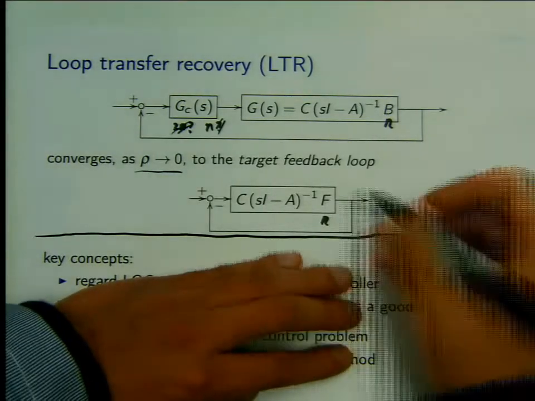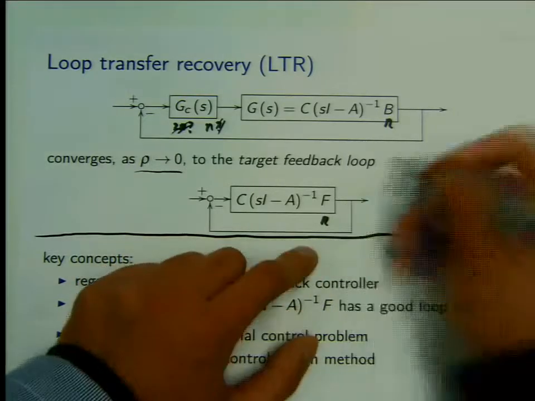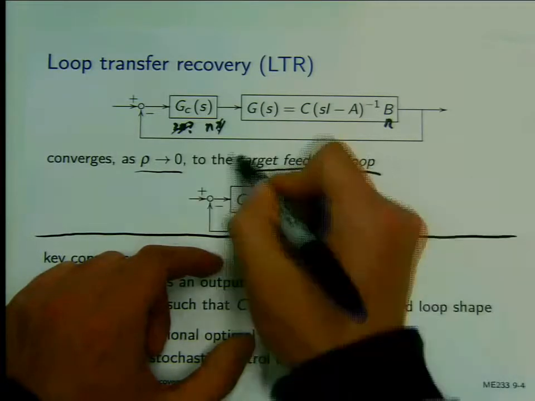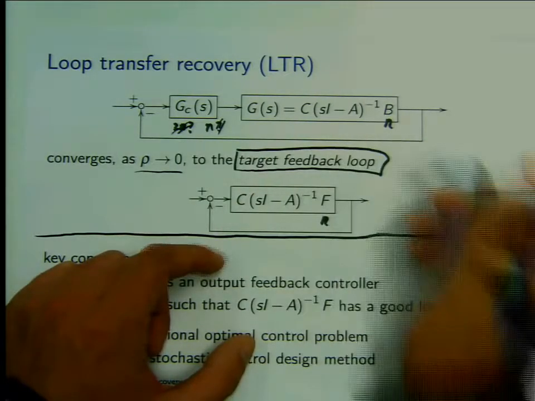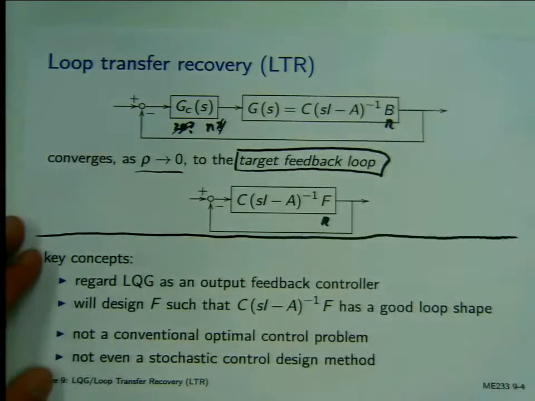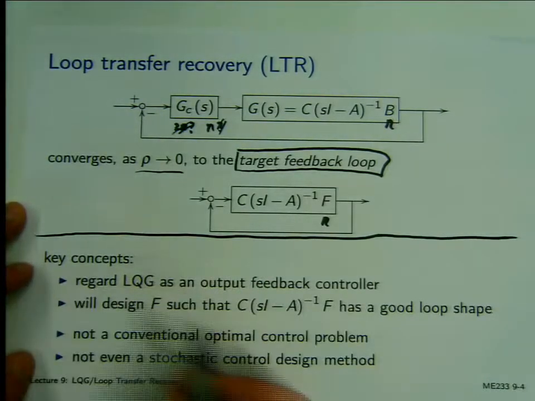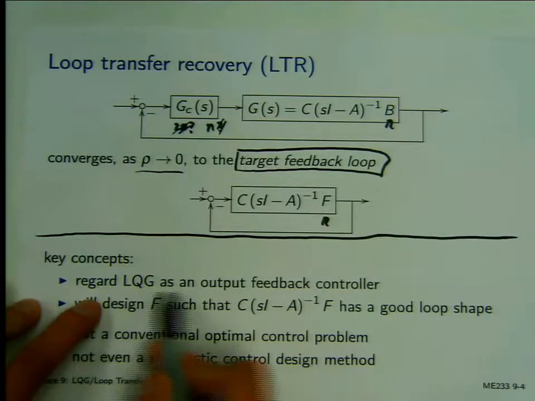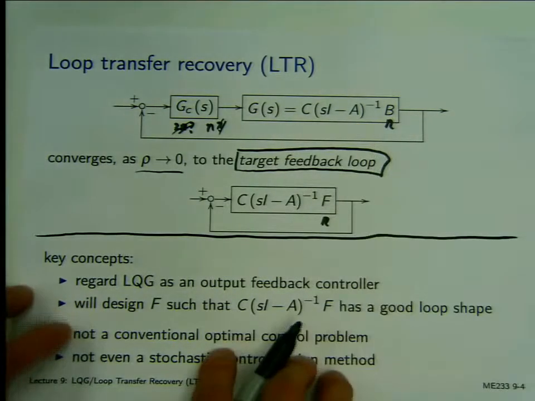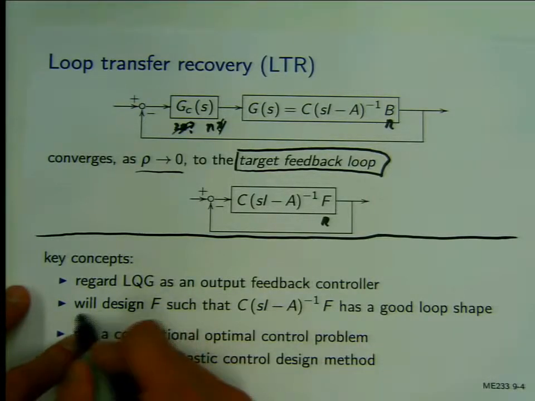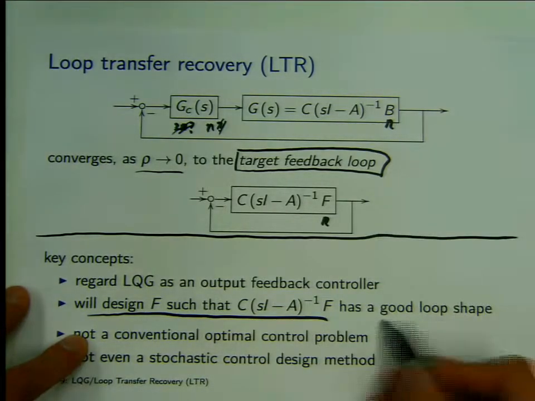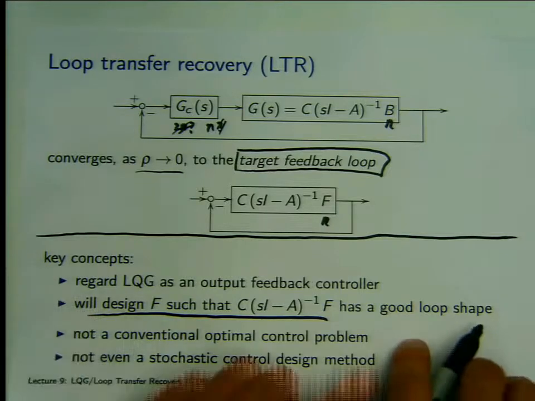That's the key concept of design. We can choose F such that this loop has very nice properties. Because of that, this loop is called the target feedback loop. It's the loop we want the system to approach. Okay, so some of the key concepts so far. Regard LQG as an output feedback controller. That's the first step we did. And then, because of this convergence, we can design F such that this target feedback loop has a good loop shape.